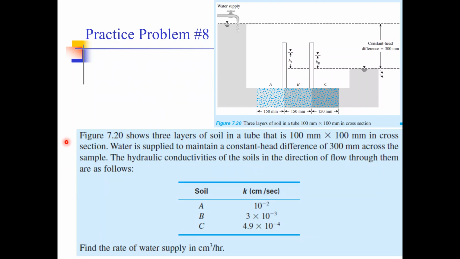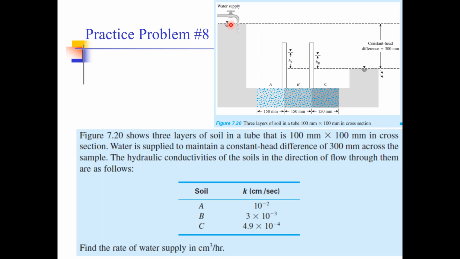So this is an interesting one. This figure here shows 3 layers of soil in a tube that is 100 mm by 100 mm in cross section. So this height is 100 millimeters, and the third dimension, which is into the screen, is also 100 mm. So it is like a square tube. And inside this tube, there are 3 soils, soil A, soil B, and soil C, which have been put inside this tube. If you notice, one end of the tube is at a higher elevation, and the other end of the tube is at a lower elevation.